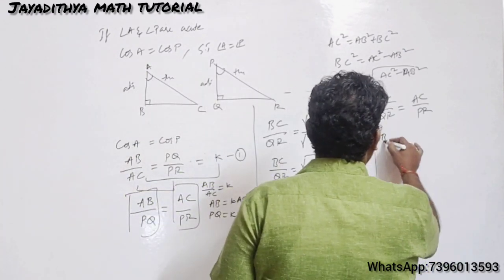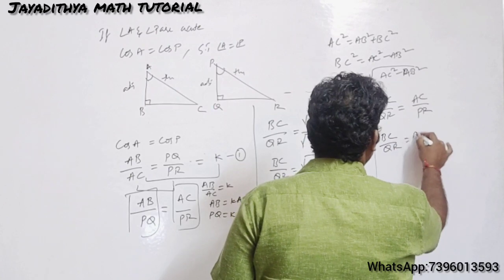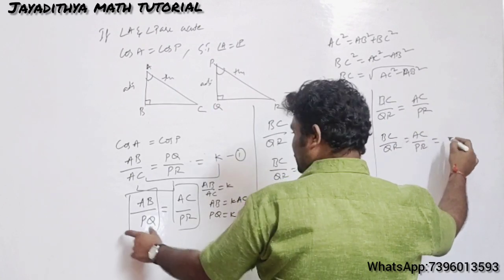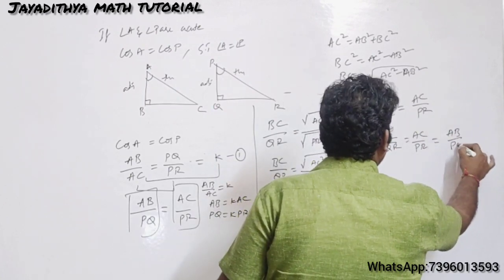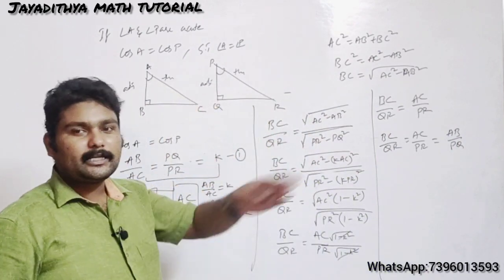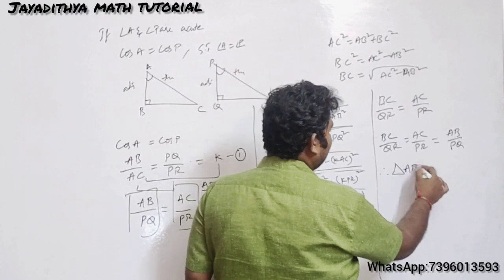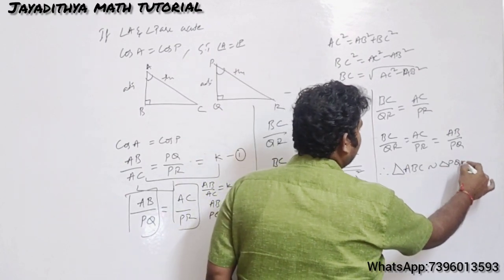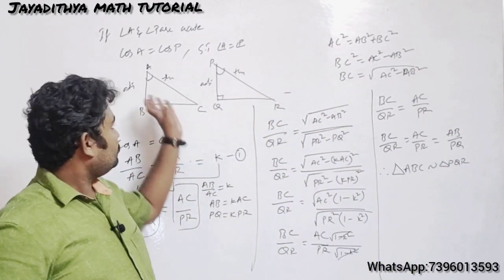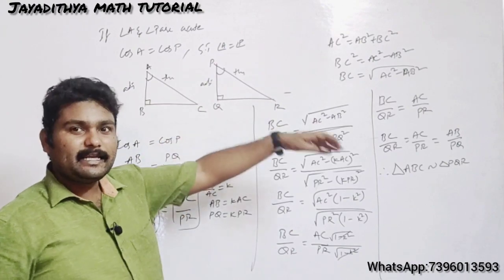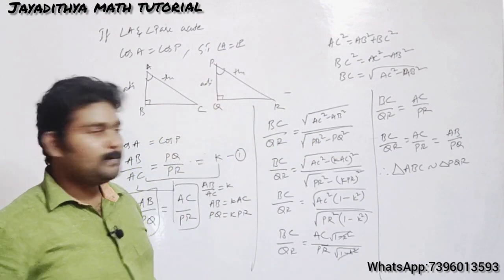So you can write here, BC by QR is equal to AC by PR is equal to how much? That is AB by PQ. So if you observe, all the corresponding sides' ratios are equal here. So what can you write here? Therefore, the triangle ABC is similar to triangle PQR now. The corresponding ratios of all the three sides are equal. Therefore, triangle ABC will be similar to triangle PQR.